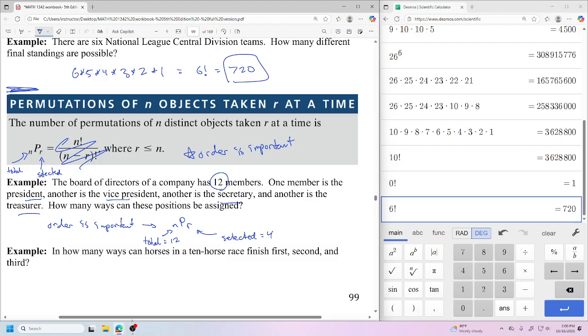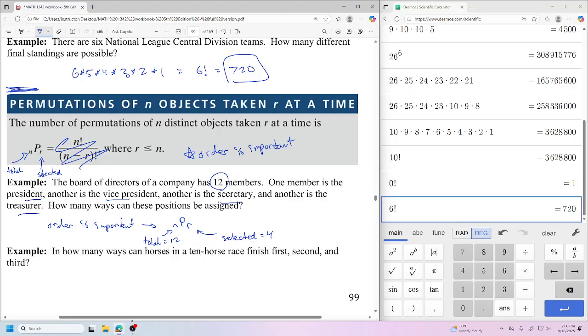The president, vice president, secretary, and then treasurer, right? So exactly 4 different positions. So there we go. How do I put this into Desmos?